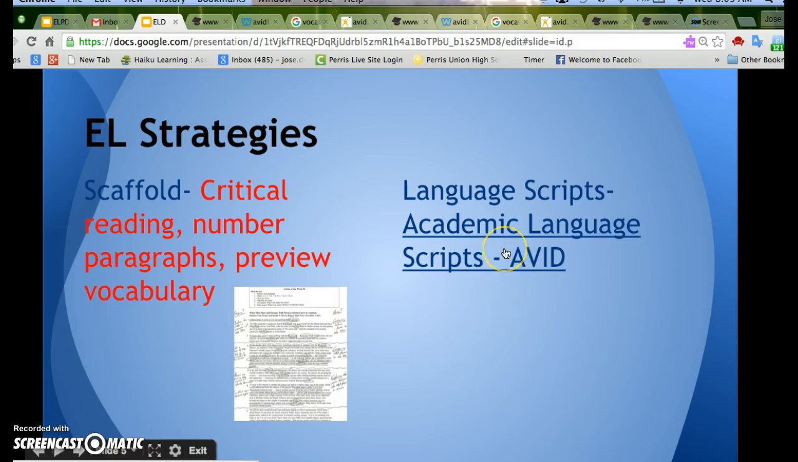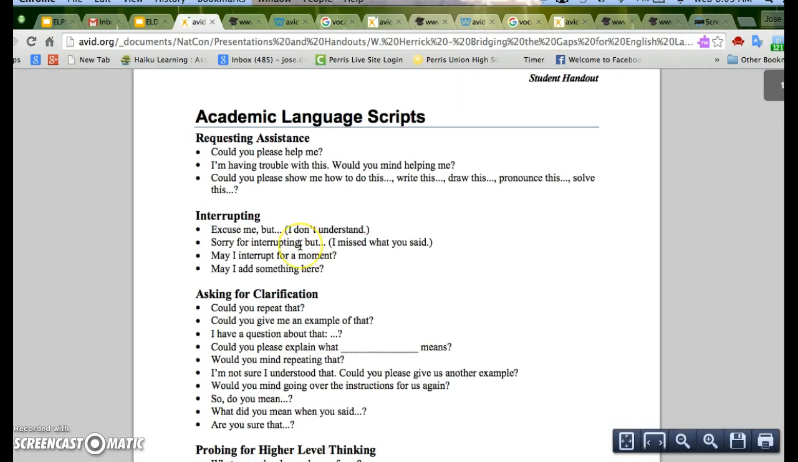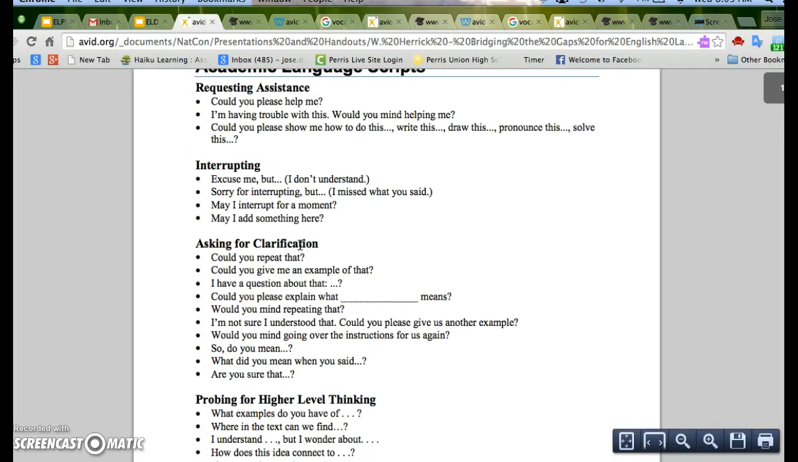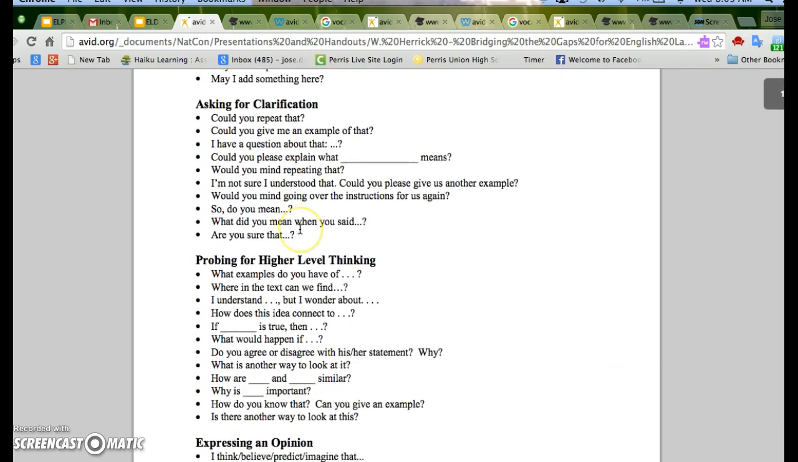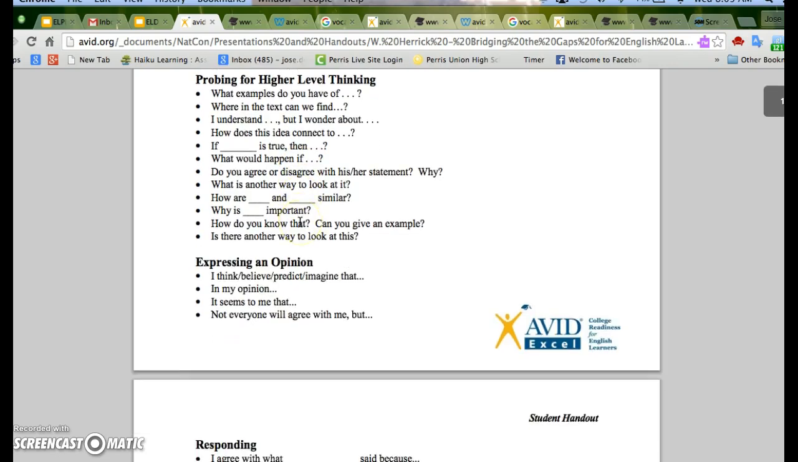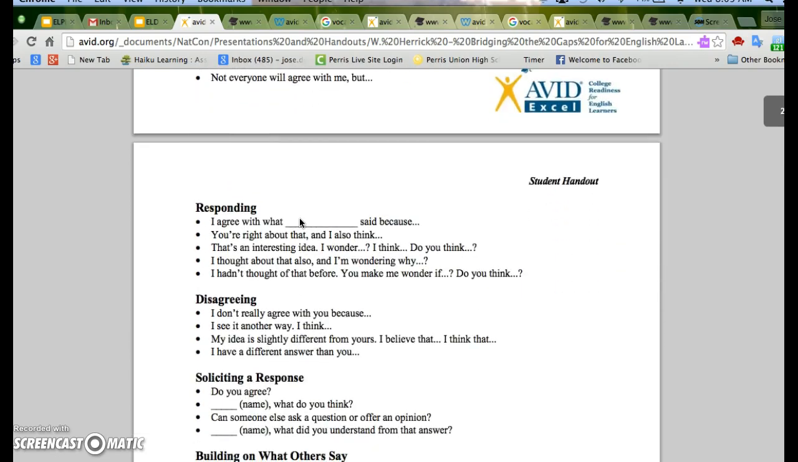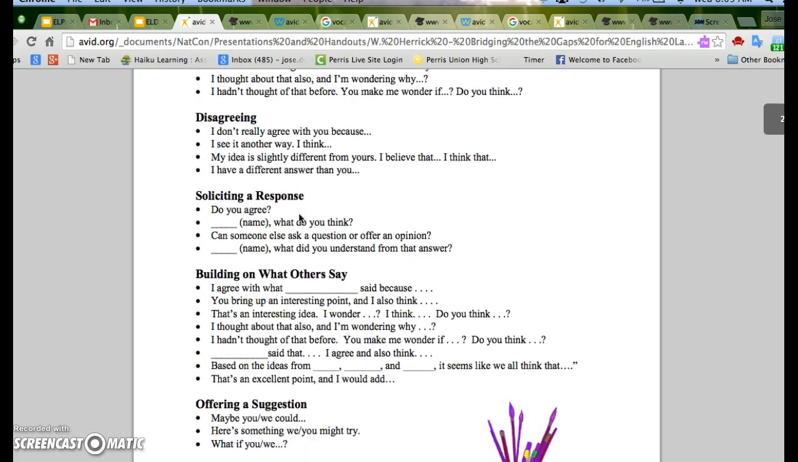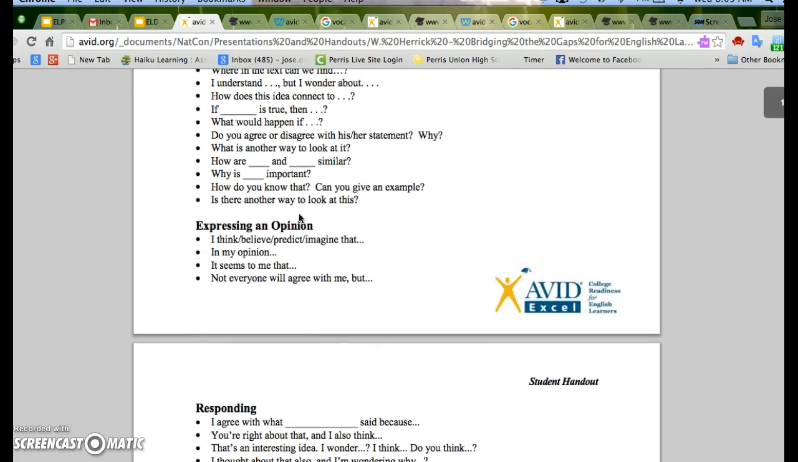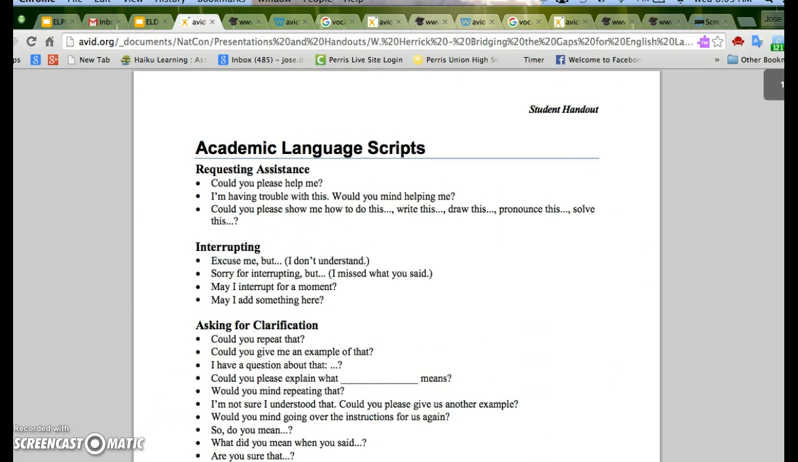Language strips is another strategy that ELs need to develop, and here's a sample of that. And that just increases their level of thinking and responding to your questions, and also developing their own questions. So if you need a copy of this, you can email me and I'll send one over to you.